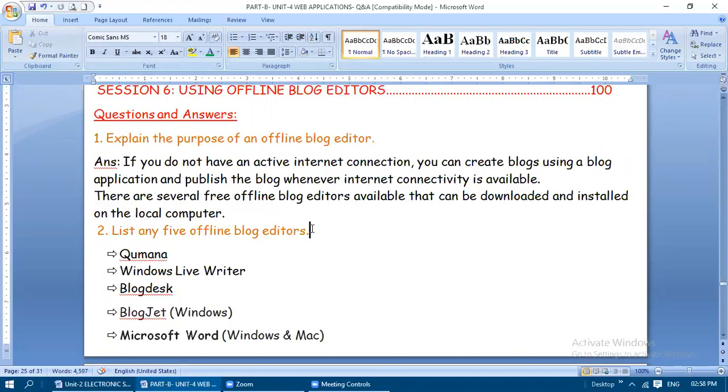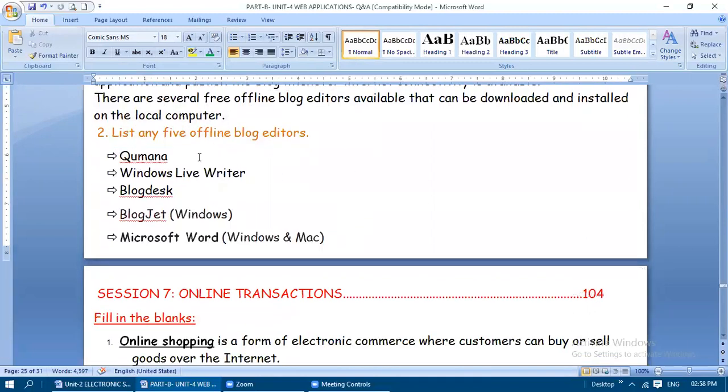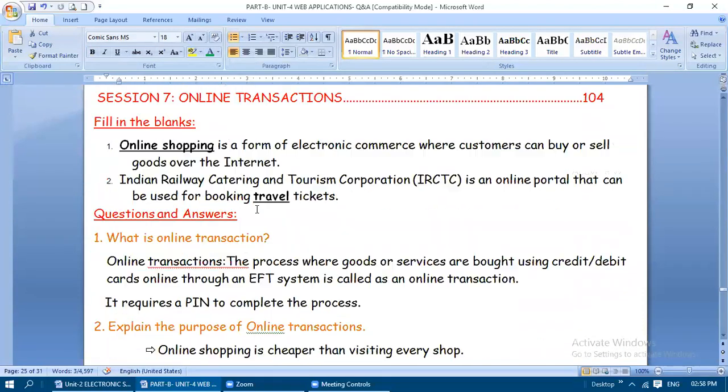So next question, list any 5 offline block editors. The first one is Kumana, and then Windows Live Writer, Blockdesk, and Blockjet. It can be used in the Windows operating system, and then Microsoft Word also is one example of an offline block editor that can be used for creating the content for the block. It is used in two types of operating systems, Windows and Mac OS. So these are the examples of 5 offline block editors.